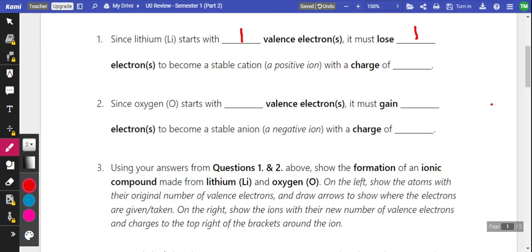The short way to think of it is: is it easier to gain valence electrons to get up to 8, or lose valence electrons to get down to 0, which is not really 0? It's some amount from the previous energy level, but yeah, it's whatever.